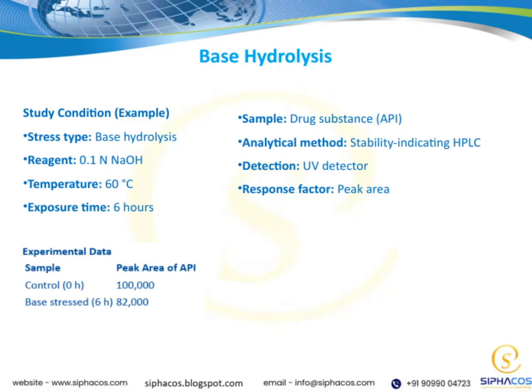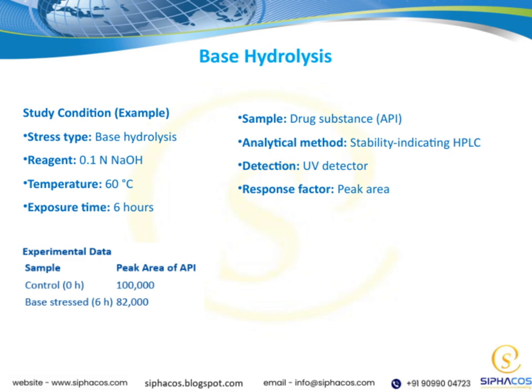Let's take a closer look at this example involving a drug substance, or API. We used a stability indicating HPLC method for analysis, which is crucial for ensuring the drug's stability over time. The detection was carried out with a UV detector, allowing us to monitor the compound effectively.